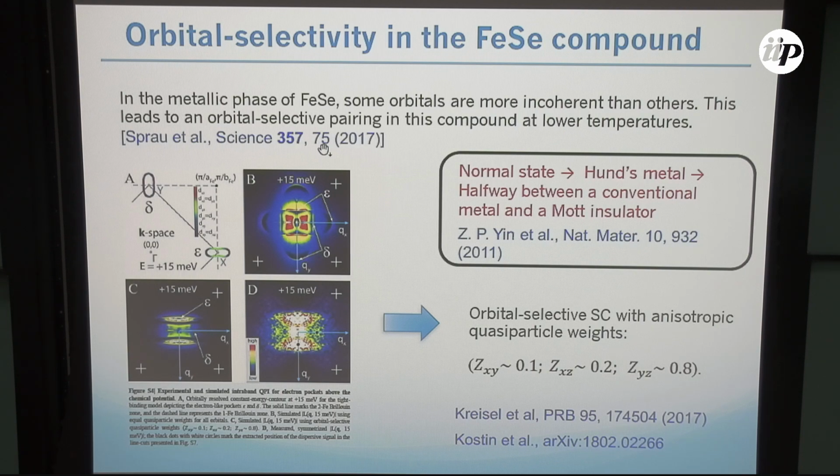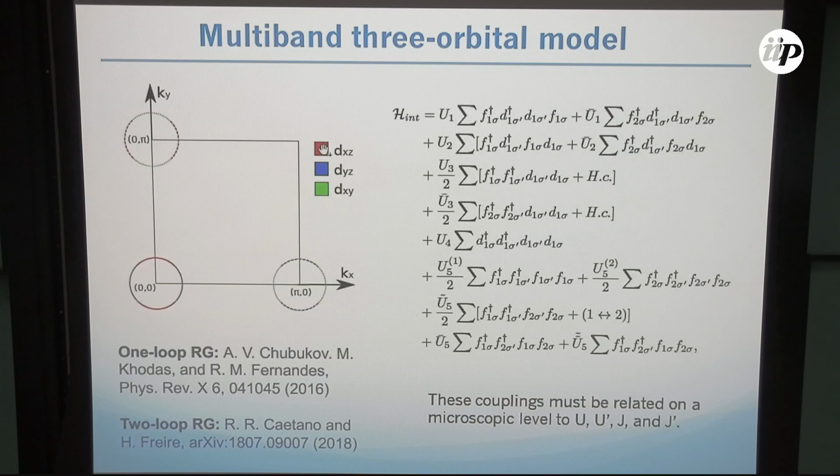And this revealed a very unusual and unconventional form of superconductivity, which was previously unknown. And of course, this is related to the fact that this material is actually described by this new concept of Hund's metallicity, which means that it's an unconventional state which is halfway between a conventional metal and a Mott insulator. And this is actually a signature of Hund's metallicity, to have these very anisotropically renormalized quasi-particle weights in the system.